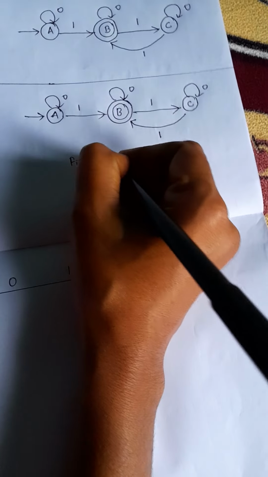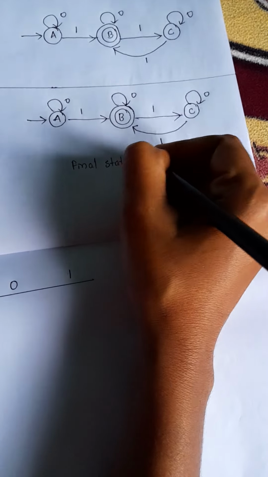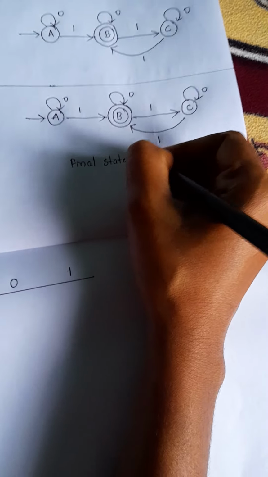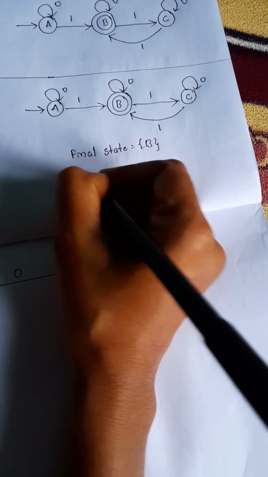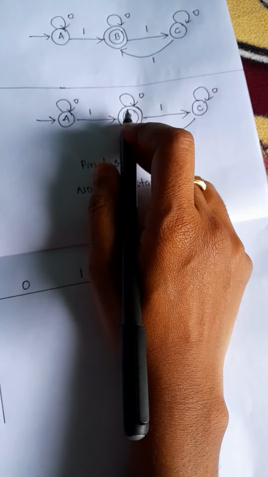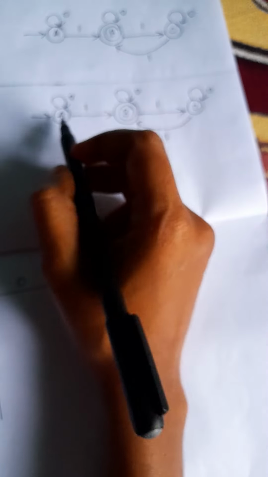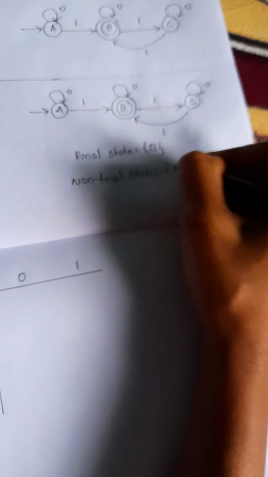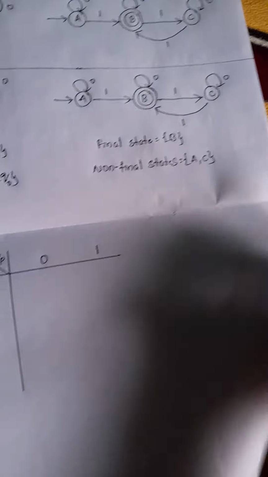Coming to this diagram, the final state is P here, and the non-final states are all the remaining states except the final state, here A and C.